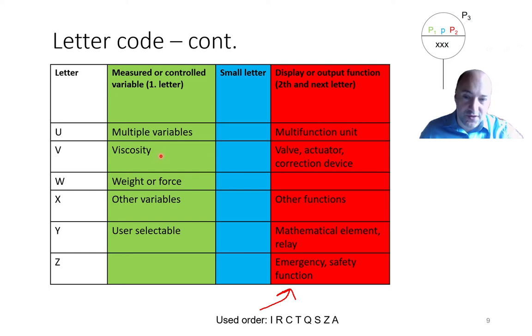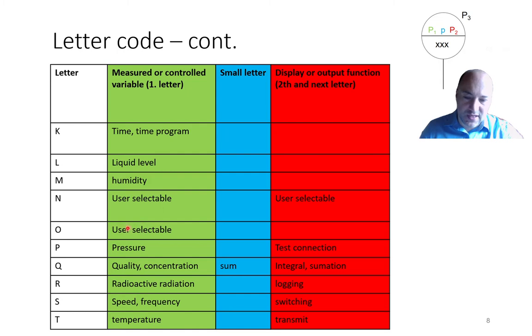And here is the rest of the table. You can see we use almost all the letters in the alphabet. For example, here you can see viscosity, weight, or force. There are some letters that are called other variables or, as we have seen, user selectable. So you may add some additional variables that you require. That may happen because those letters will not cover all the possibilities. They cover most industrial variables such as temperature, pressure, humidity, liquid level, and so on. But there might be some other variables.